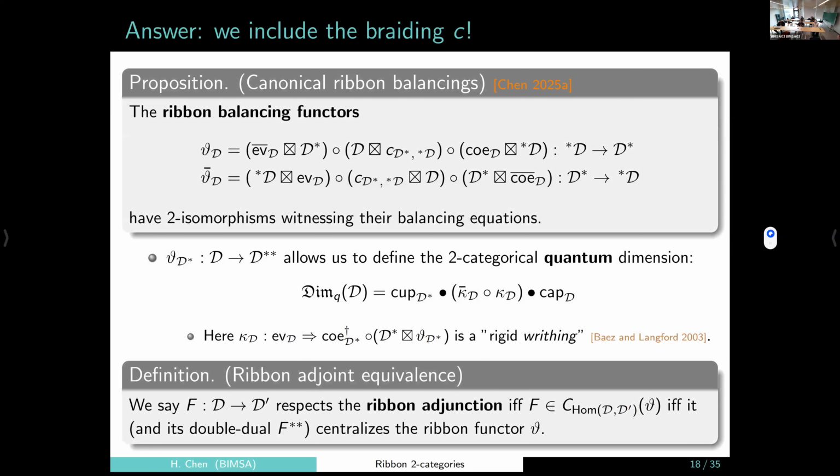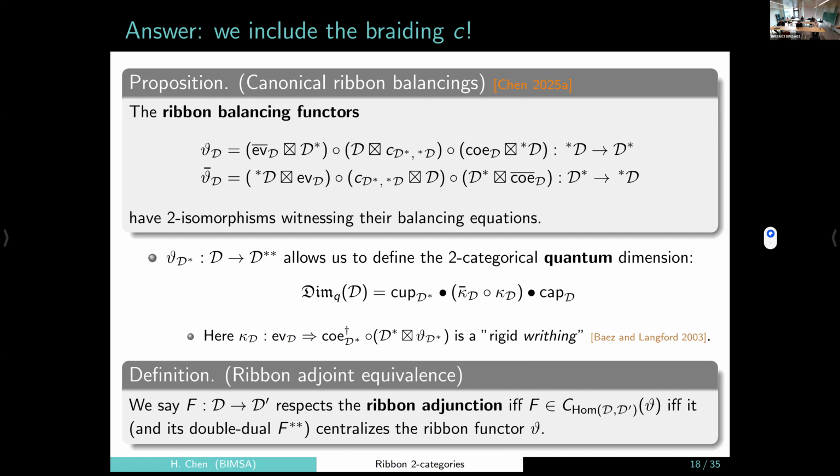product, or the tensor product of theta D and theta D prime, for instance. That's the balancing equation, and you can write down two morphisms directly from the C module structure, which witness that balancing equation. So the idea is that now I have this, and I can define this, which goes from D to D double star, the double dual. And also this other thing that I would like to define, which is a two morphism, called a writhing.